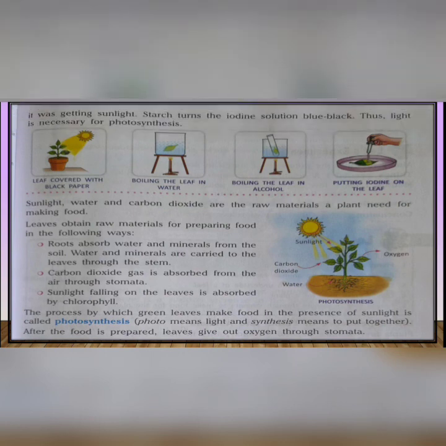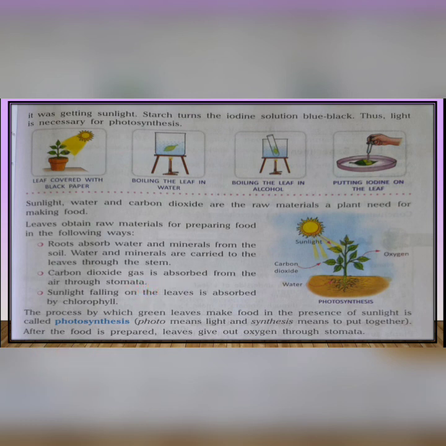Sunlight, water and carbon dioxide are the raw materials a plant needs for making food. And how do plants obtain them? Leaves obtain raw materials for preparing food in the following ways. First, roots absorb water and minerals from the soil. Water and minerals are carried to leaves through the stem. Carbon dioxide gas is absorbed from the air through stomata. Then sunlight falling on the leaves is absorbed by chlorophyll. In this way, all the three raw materials are absorbed by the plant for making food.